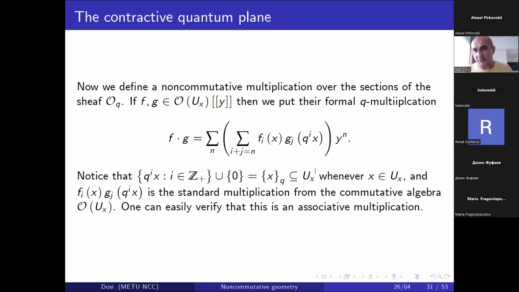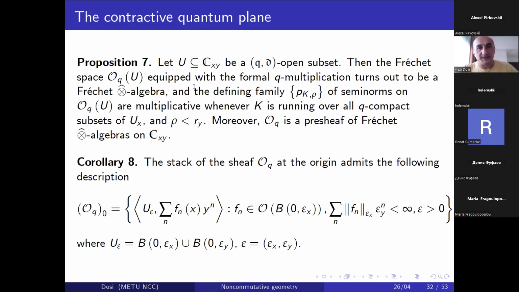So actually, what I've said so far was all about this multiplication structure, because this is the main moment here. Multiplication looks like that. This is an associative multiplication; you can easily verify it. Concerning multiplicative seminorms, this is a Fréchet space equipped with the formal Q multiplication. It turns out to be a non-commutative Fréchet algebra. For the defining family of seminorms, you need just to take K as Q compact sets. They define the same topology, and rho again is the same, less than Ry. So this turns out to be a non-commutative Fréchet algebra sheaf over CXY.